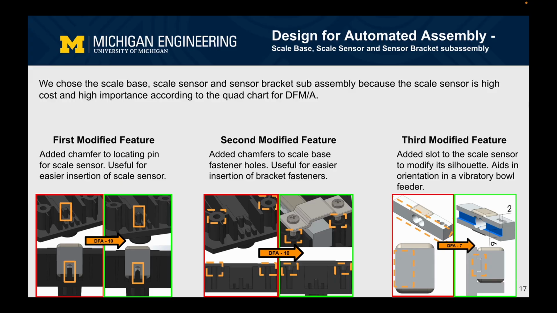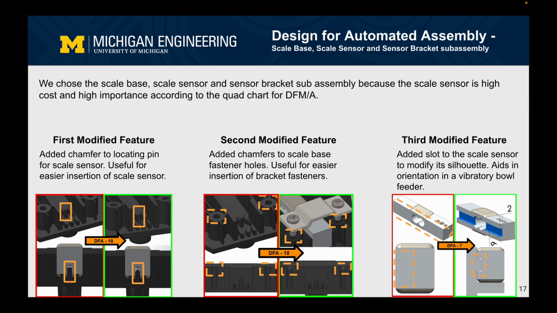In our redesign for automated assembly, we decided to analyze the scale base, sensor, and sensor bracket subassembly due to the quad chart for DfM. We modified 3 features as seen on the slide, 2 modifications being based on guideline DFA-10, and the third feature being based on guideline DFA-7.